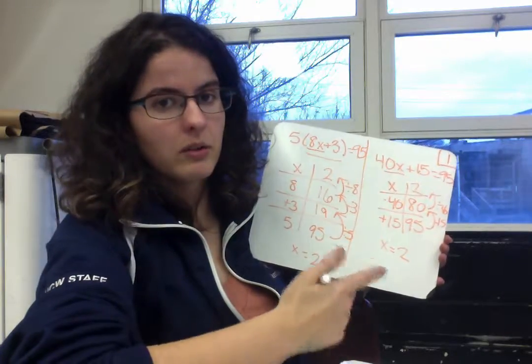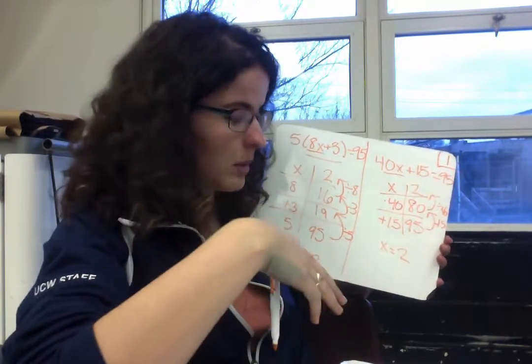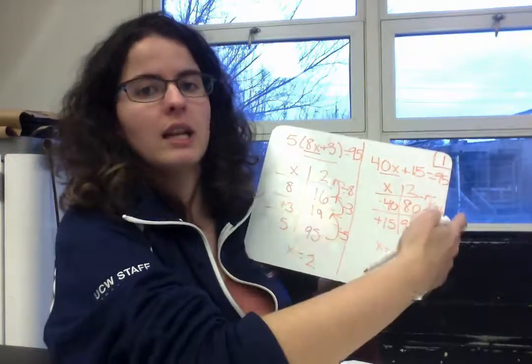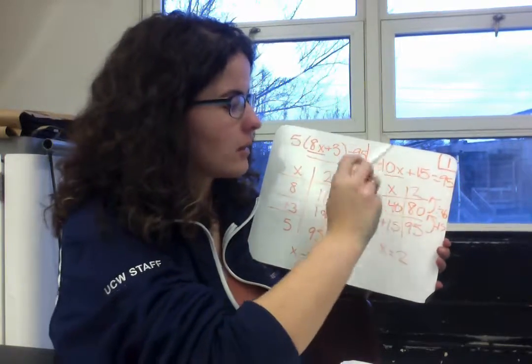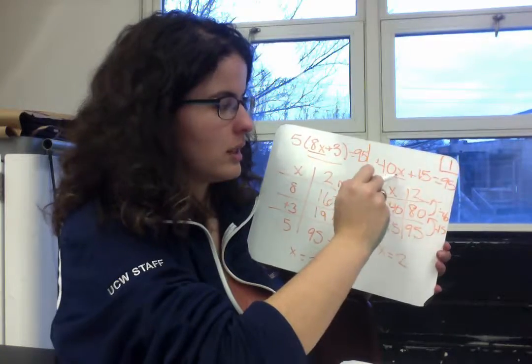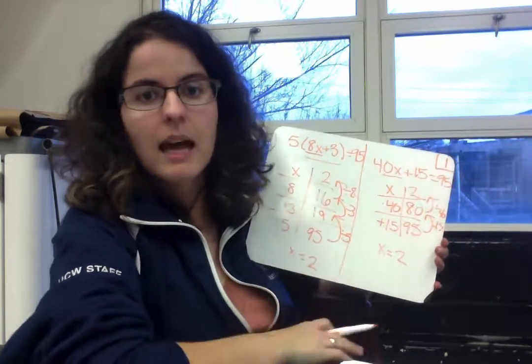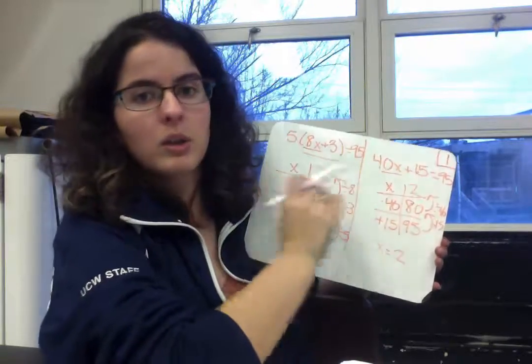Now, if I wanted to go above and beyond and check it back in, and some people immediately could tell that x was 2, they just looked and it fit in the equation, I could do that. I could say, well, 40 times 2 is going to be 80. 80 plus 15 is 95. So x has to be 2. Doesn't matter which equation I use.